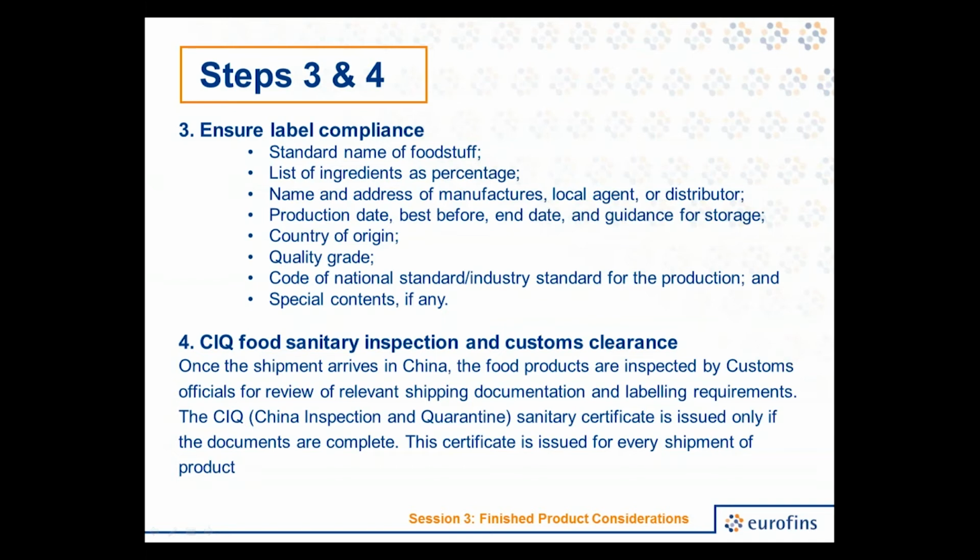Step 4 is the CIQ, Food Sanitary Inspection and Customs Clearance. Once the shipment arrives in China, the food products are inspected by customs officials to review relevant shipping documents, labeling requirements. The CIQ sanitary certificate is issued only if the documents are complete and accurate. This certificate is issued for every shipment of product.